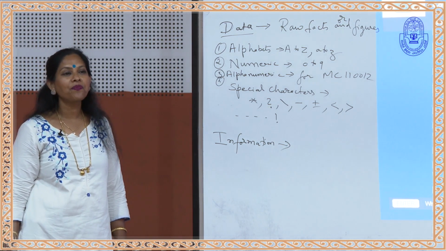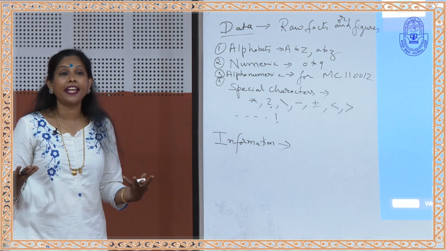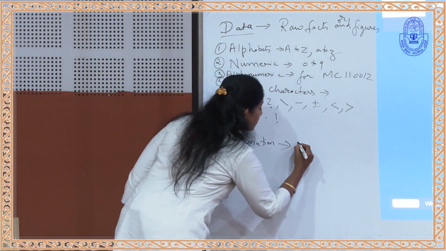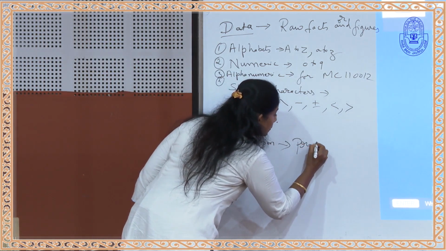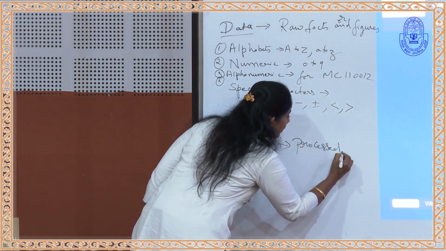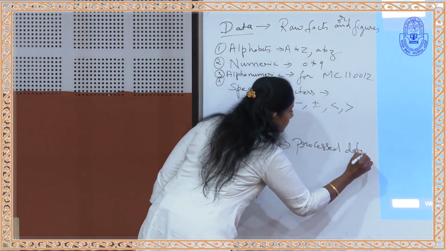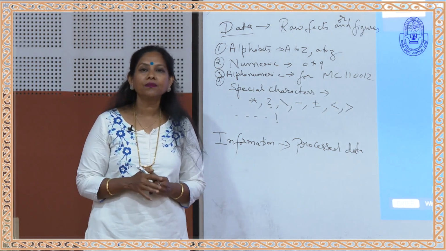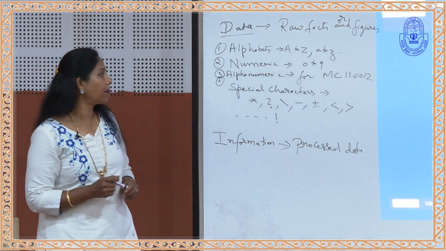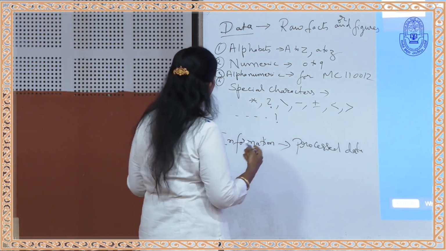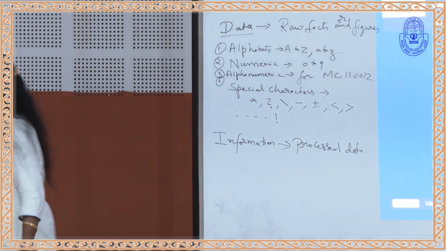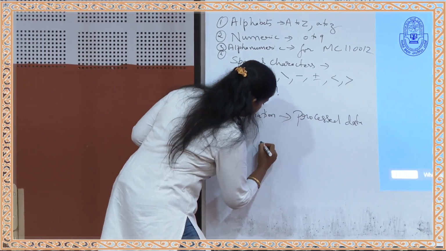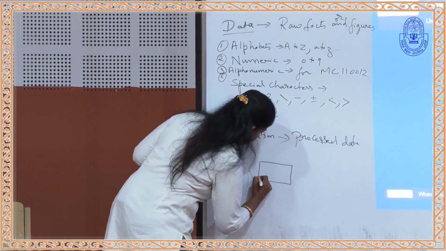Information is processed data. Okay. What is processed data? I'll give you an example. I will draw here. This is a computer system.